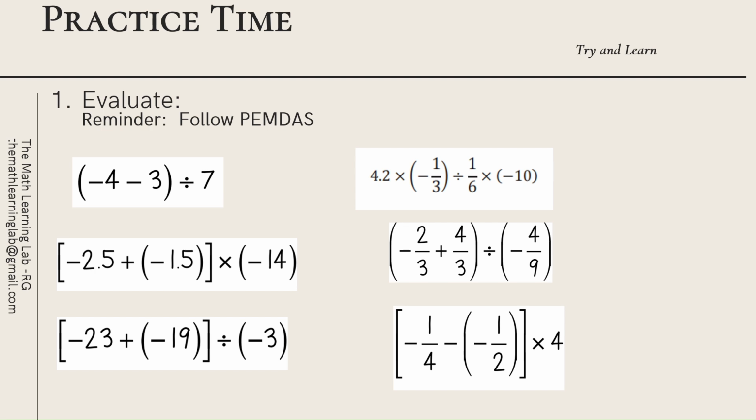So we have to solve the parentheses first. Minus 4 minus 3 is minus 7. Minus 7 divided by 7 is minus 1. Take a pause and try it on your own.